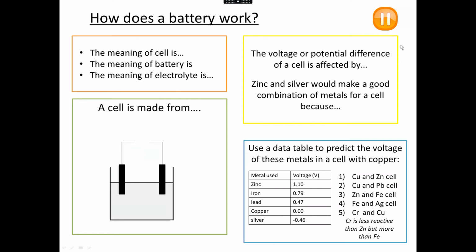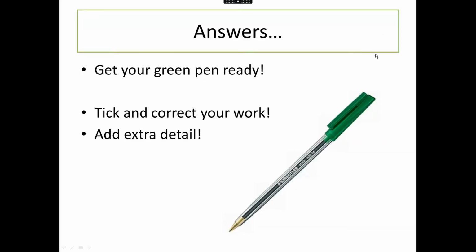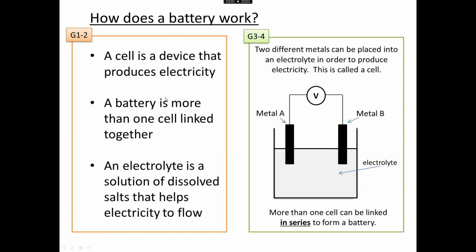I'm going to move this on to the answers so that you can check your work. Please remember to add in any extra detail that you didn't think of. A cell is a device that produces electricity. A battery is more than one cell linked together. An electrolyte is a solution of dissolved salts or dissolved ions that helps electricity to flow.